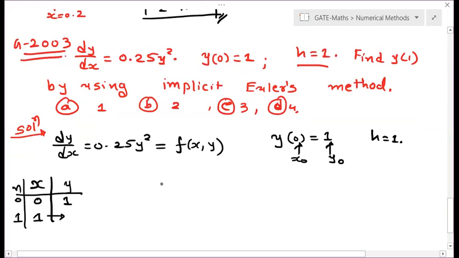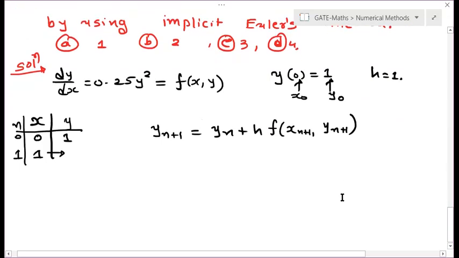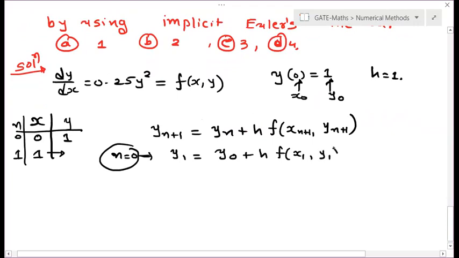So what is the formula of implicit Euler? Yn plus 1 equal to yn plus h times f of xn plus 1, yn plus 1, right? Same formula like Euler, but instead of xn and yn, we are having xn plus 1 and yn plus 1. So let us put n equal to 0 over here. So this will become y1 is equal to y0 plus h times f of x1 comma y1.